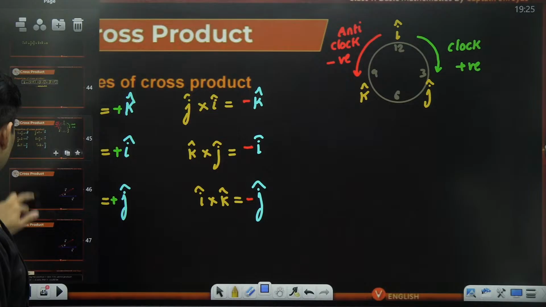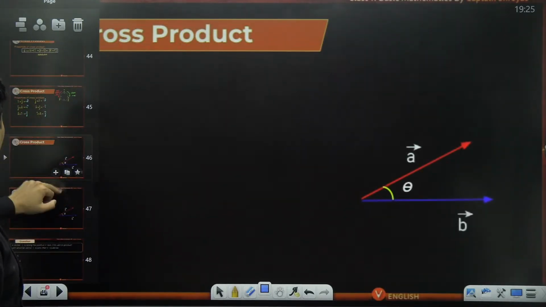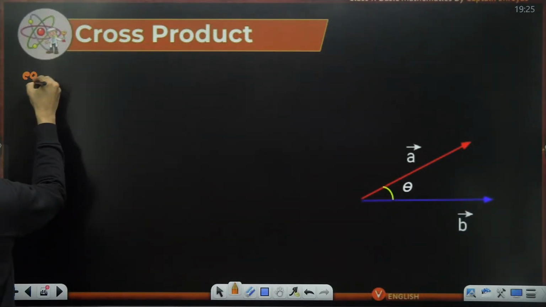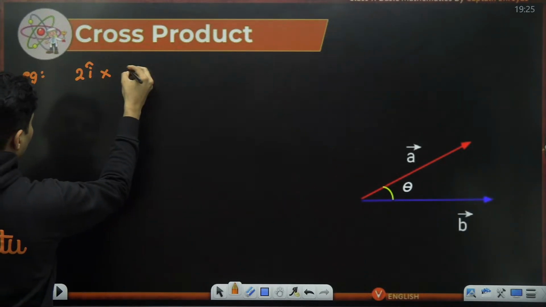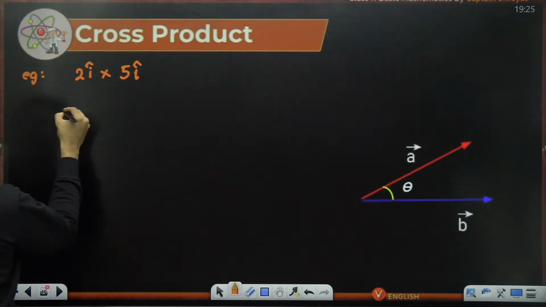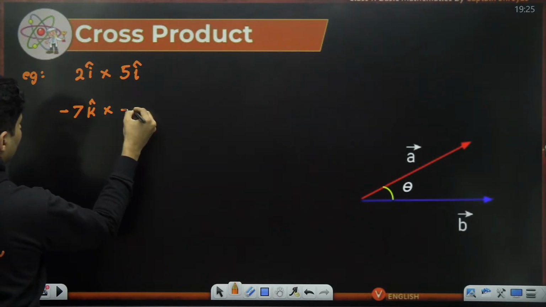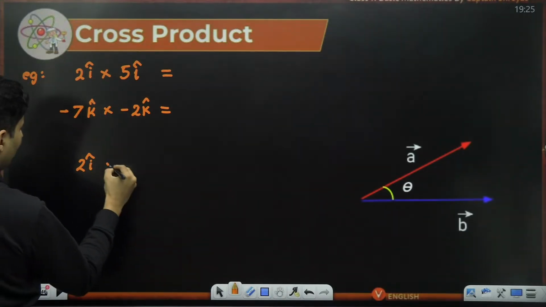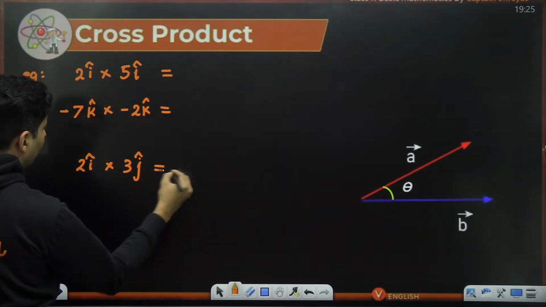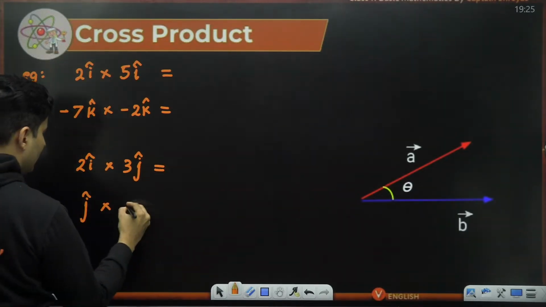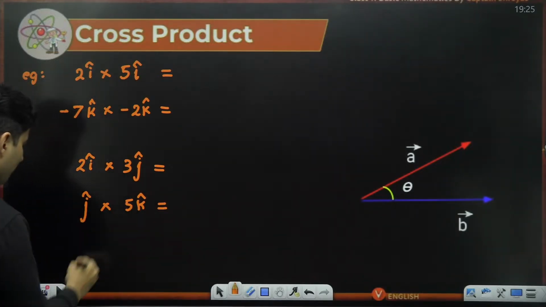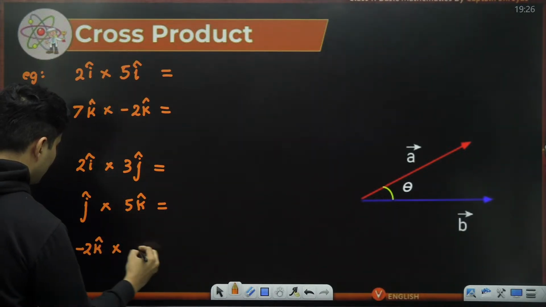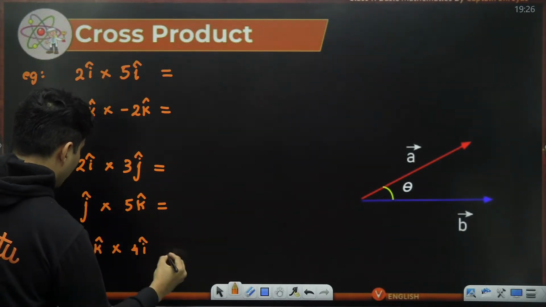So let's do some questions for cross product. Say for example, these are your examples. Do 2i cap cross 5i cap, minus 7k cap cross minus 2k cap. How much will this be? Then 2 i cap cross 3 j cap, j cap cross 5 k cap, minus 2 k cap cross 4 i cap. How much will it be?